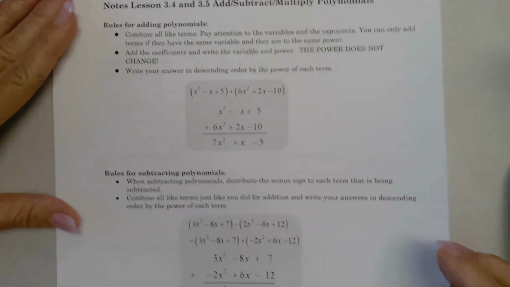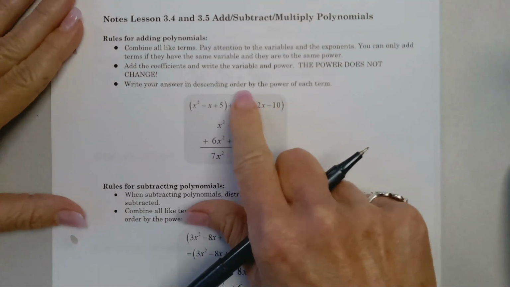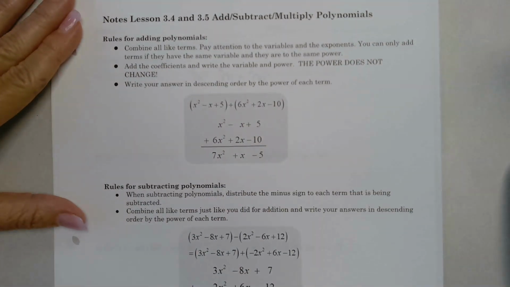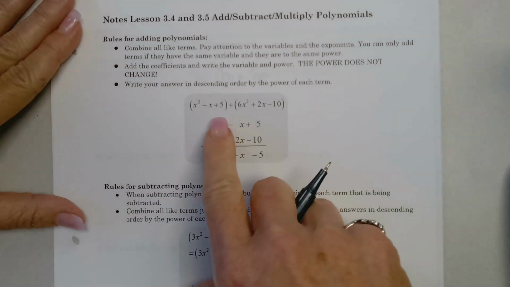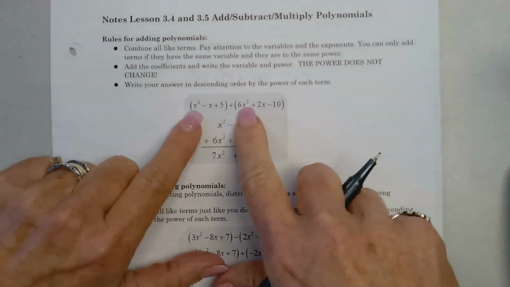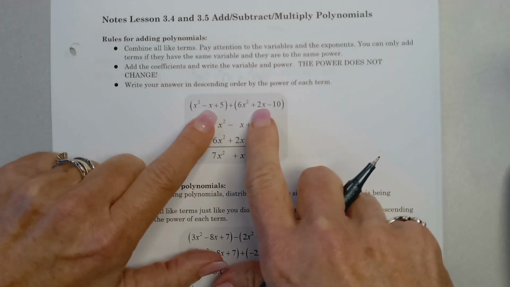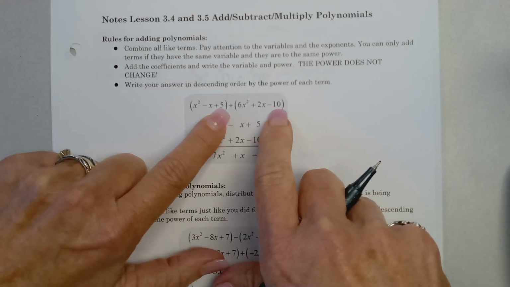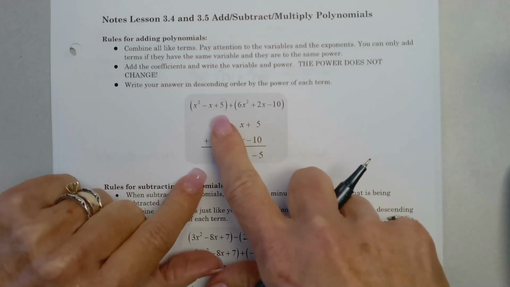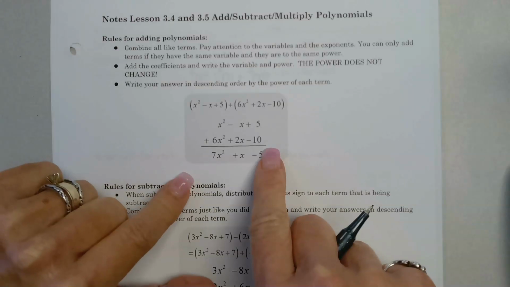And it's the same thing with subtraction. So on the notes that I gave out, going through the steps to add and subtract your polynomials, you've got to look at the terms. X squared and 6x squared are alike. Negative x and 2x, and then your constant 5 and negative 10. And you just combine them according to their signs.